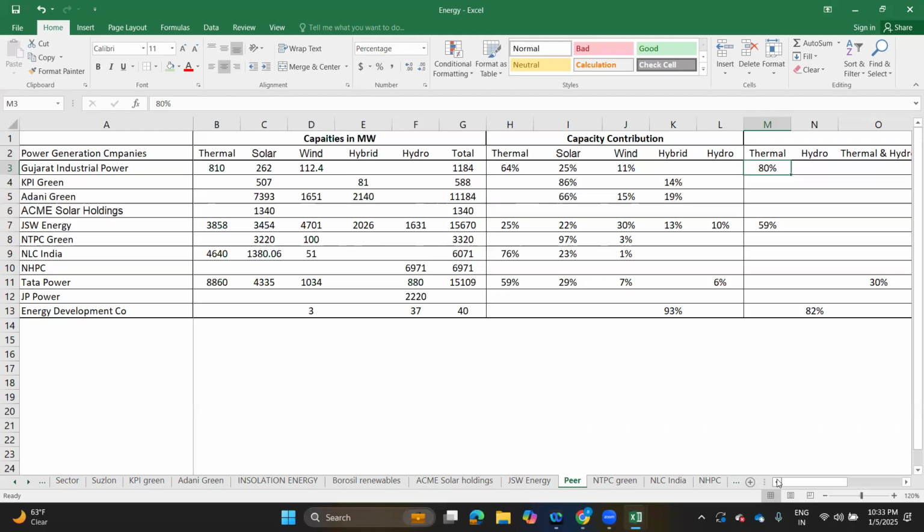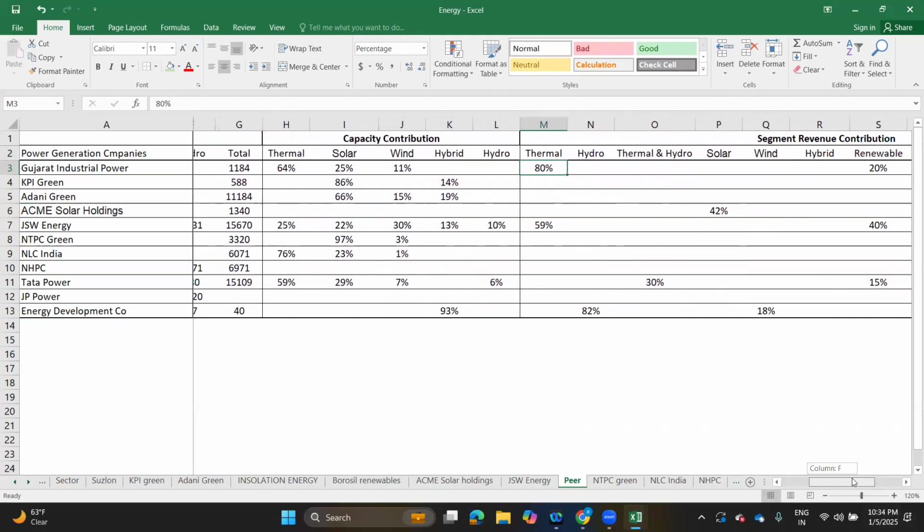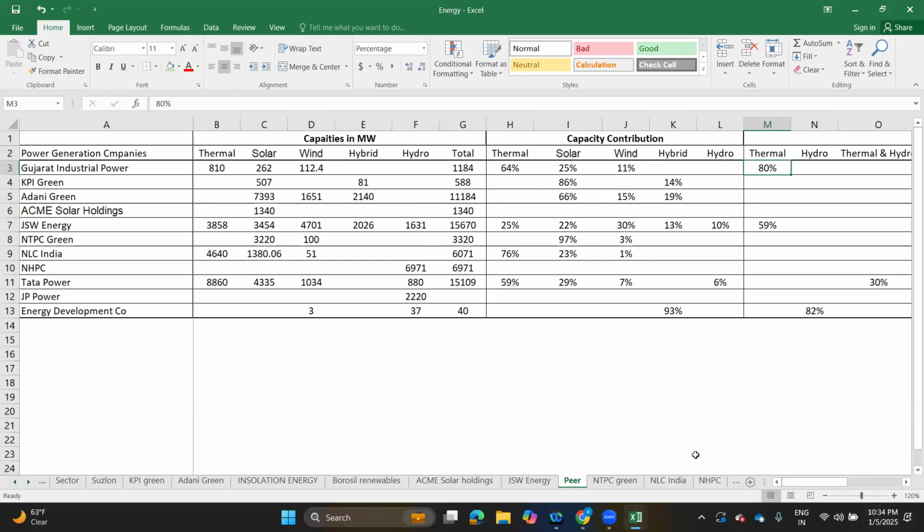They have 588 megawatt of total capacity, out of which 507, the larger 86% of their capacity is solar, and 14%, that is 81 megawatt, is hybrid. So hybrid means again solar and wind hybrid. And they don't give the revenue breakup.